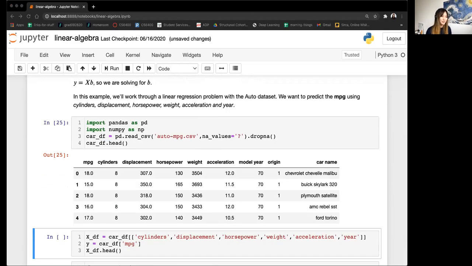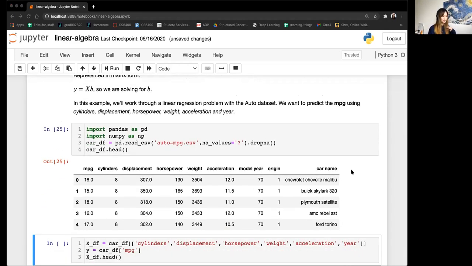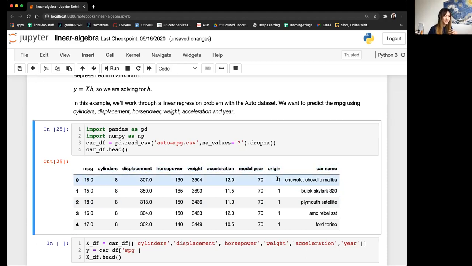Okay, so we have our data frame. So let's just say in this data frame, what we're trying to predict for our Y variable here is miles per gallon. I don't know cars that well, so I don't know if this makes sense, but let's say we're trying to predict miles per gallon with all of these other features.